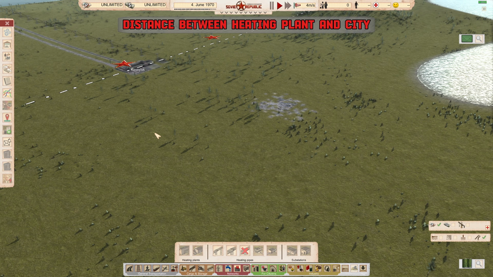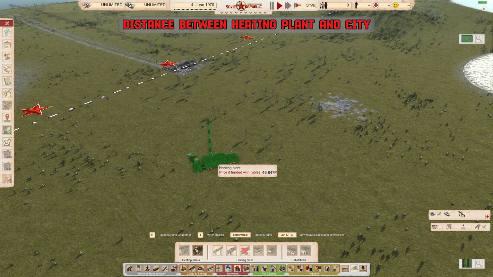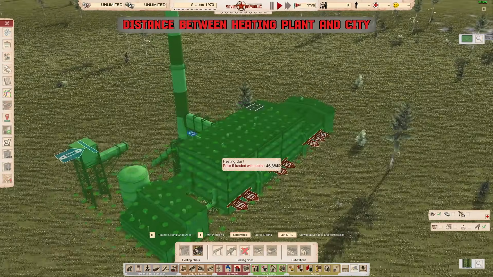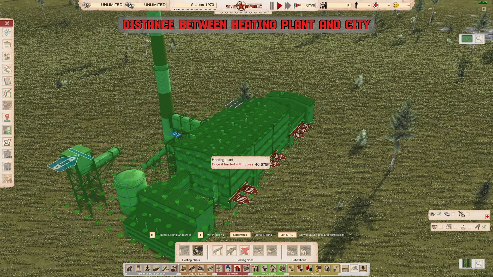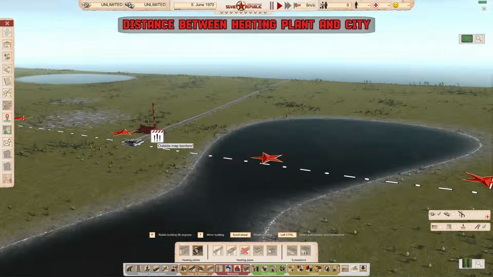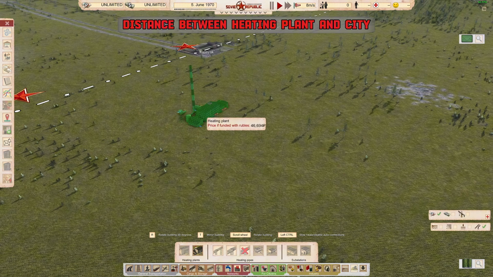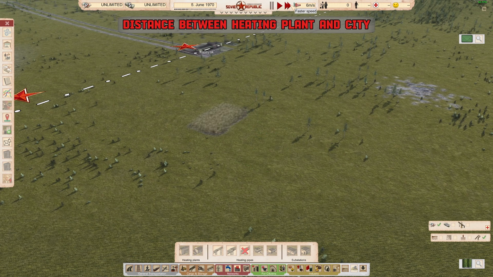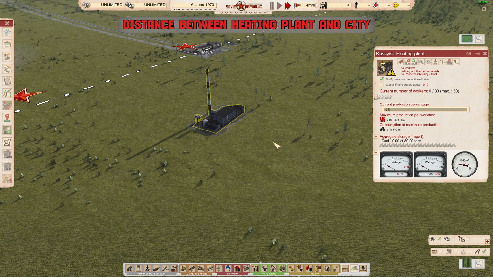The way I like to do it is to firstly plunk down the heating plant, let's say somewhere around the border, around here, and make sure that your pipe exits face the city. So in my case, I'll build on this area over here, and let's place it near the border, just like this. Here we go, and now let's wait for it to be fully built. There we go.